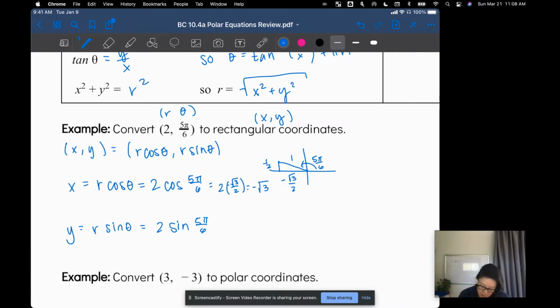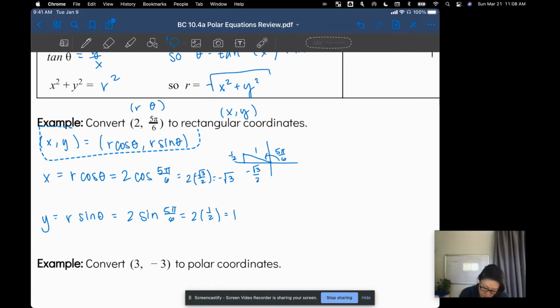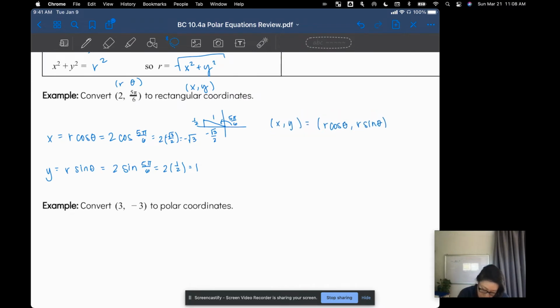So this reduces to negative root 3. And then for the y, 2 times sine of 5 pi over 6 is 2 times 1/2, which is just 1. So that means our point written in rectangular form would be x is negative root 3 and our y is 1.